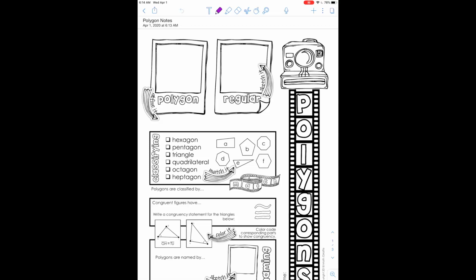Okay, today we are going to be learning and reviewing polygons, and we're going to be working with the internal angles of different polygons. But first, let's review what a polygon is. So a polygon is a shape. It has a closed plane figure with sides that meet at their endpoints.